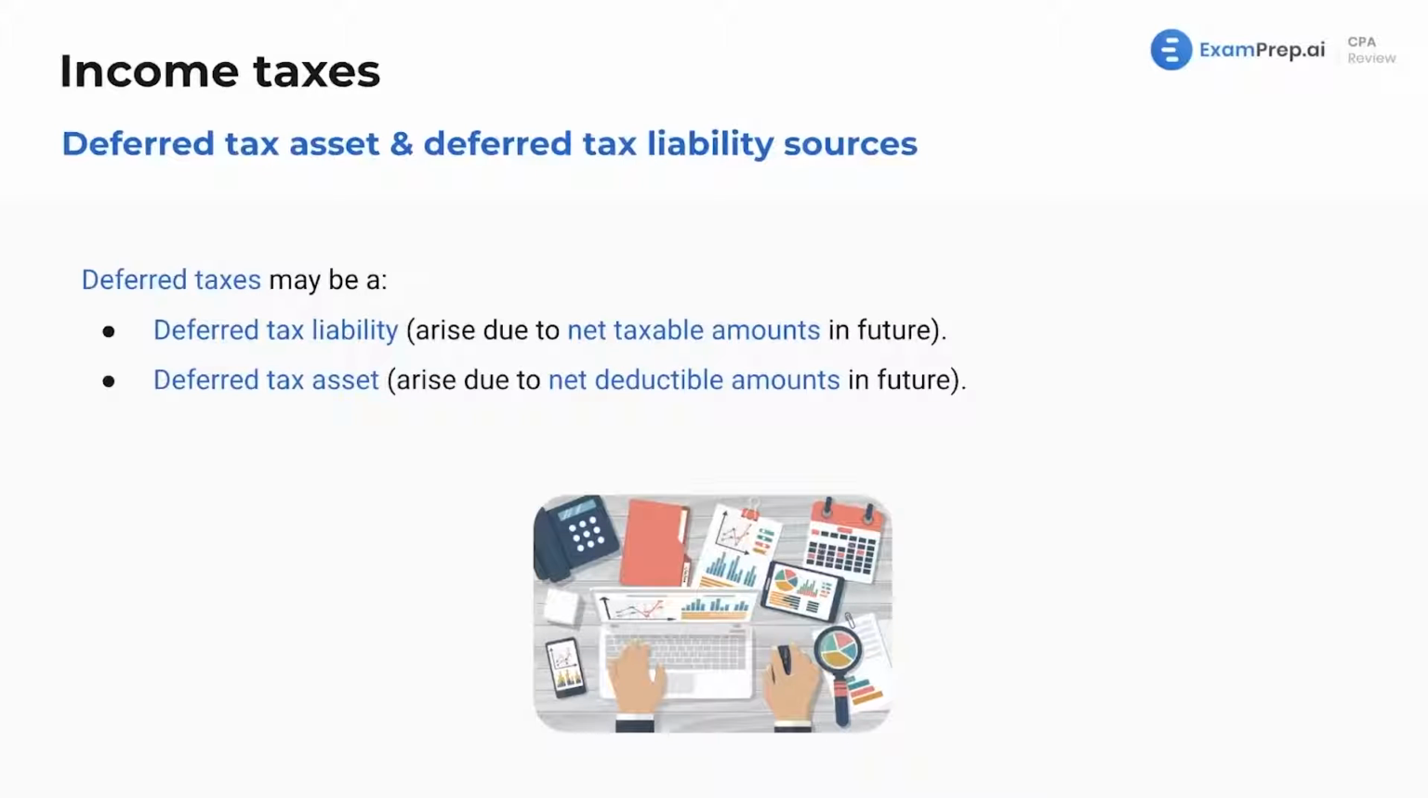Deferred tax asset and deferred tax liability sources. Again, the deferred taxes may be a liability or asset. The liability is because they arise due to net taxable amounts in the future. Deferred tax asset arise due to net deductible amounts in the future. Again, think about it. Have you prepaid or are you going to owe later on? That's the whole big difference here.